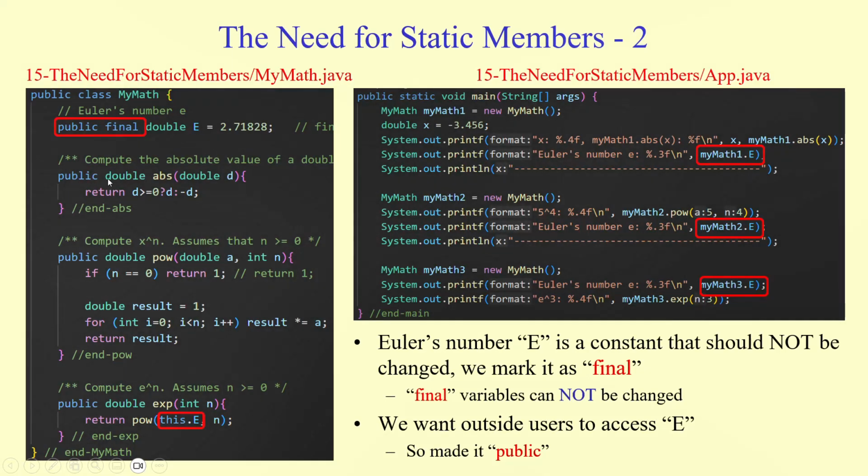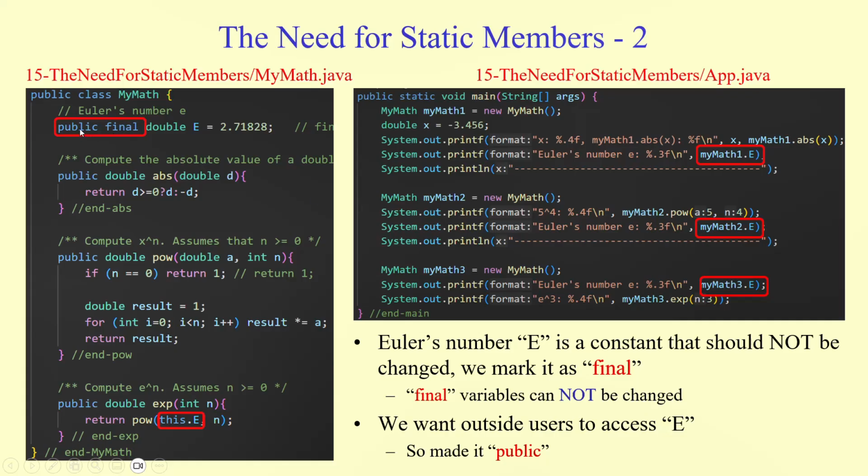Here is how we can implement it. Here is public class myMath. First of all, I declare the Euler's number E, that is 2.71828. I mark it with the final keyword because E is a constant that should never be changed. And anytime you have such constants, you mark it with the final keyword. So final variables cannot be changed. That's why we are marking it final.